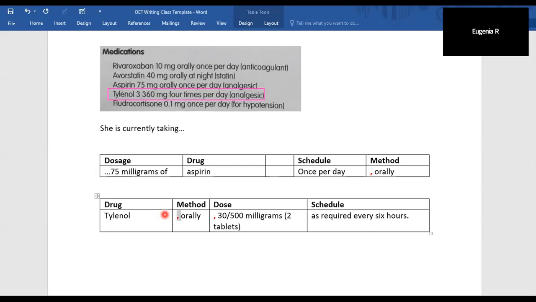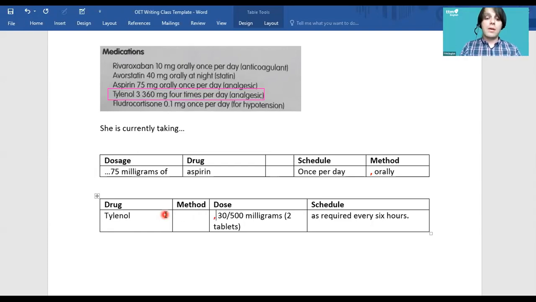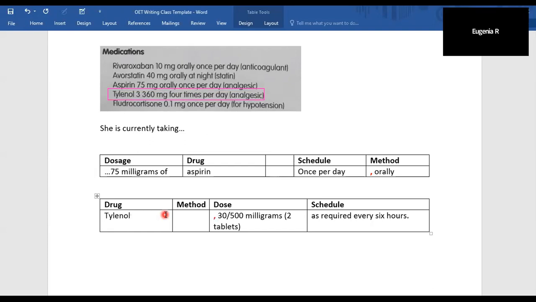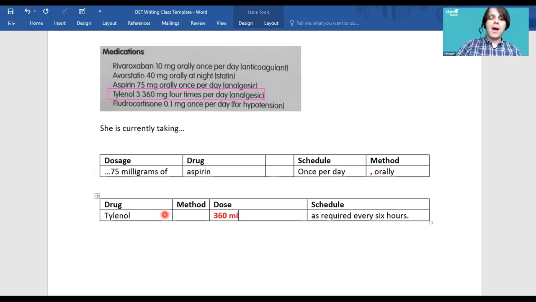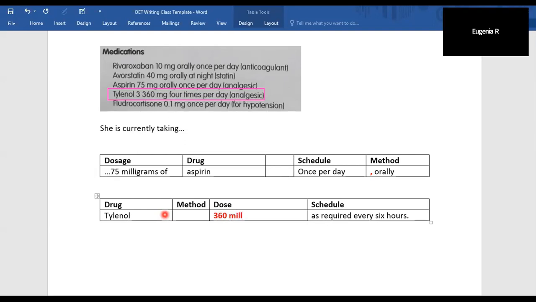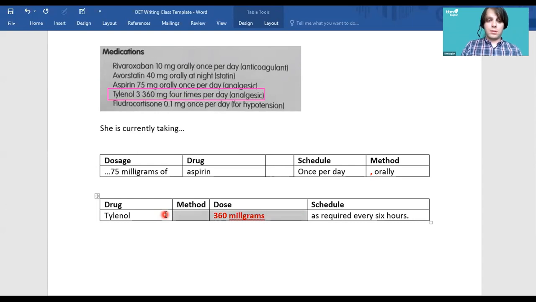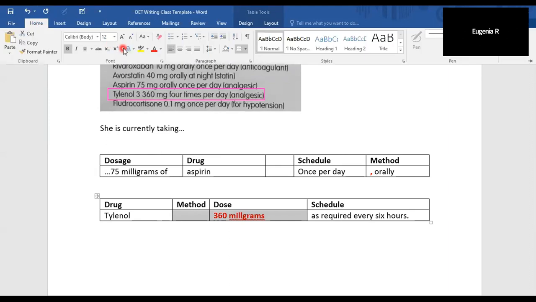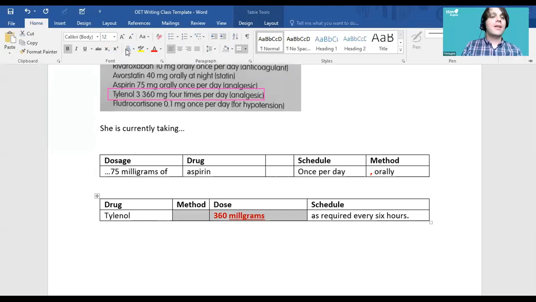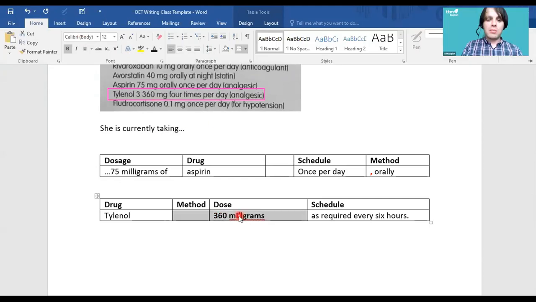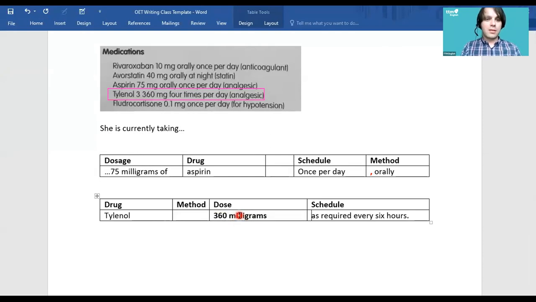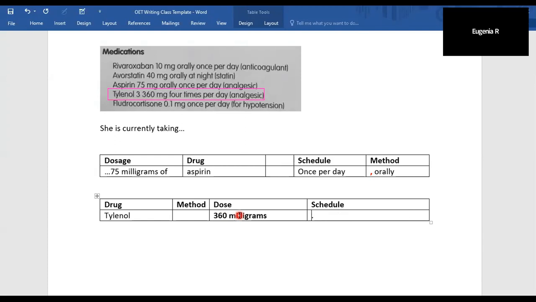I don't know the method. So in that case, just don't say anything. So we get rid of that. 360. How do we spell milligrams? M-I-L-L-G-R-A-M-S. Is that correct? No. What's the missing letter, everyone? I after L-L. Good. So 360 milligrams. And then what's next? Four times per day.